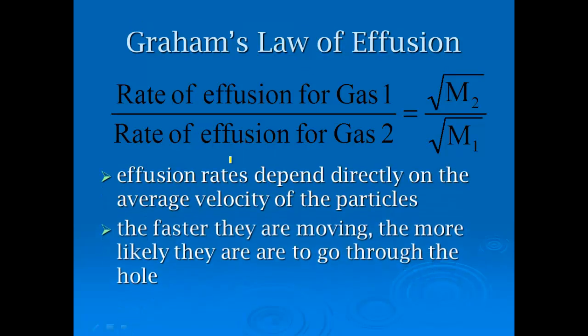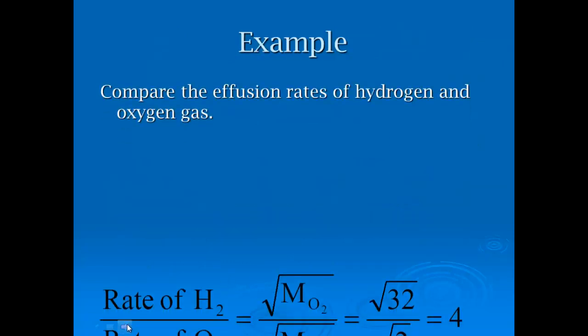This is the math behind effusion. It's called Graham's law. I realize they're opposite from each other. I didn't make a mistake for once. Effusion rates depend directly on the averaged velocity, and the fact that they are directly related is math-wise why they have to be opposite. So the faster they're moving, the more likely they are to go through the hole. I think that's pretty self-obvious. And same thing with the molar mass. The smaller they are, the more likely they are to go through the hole as well.